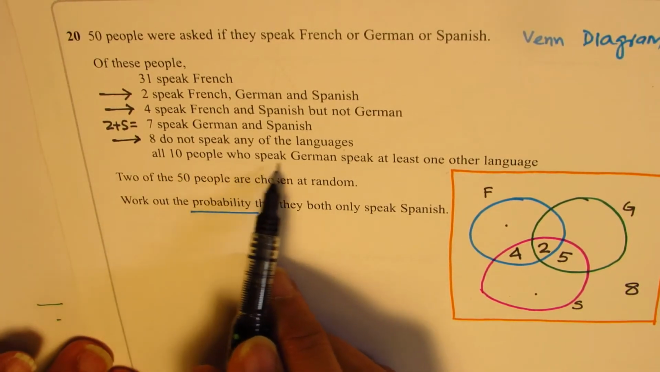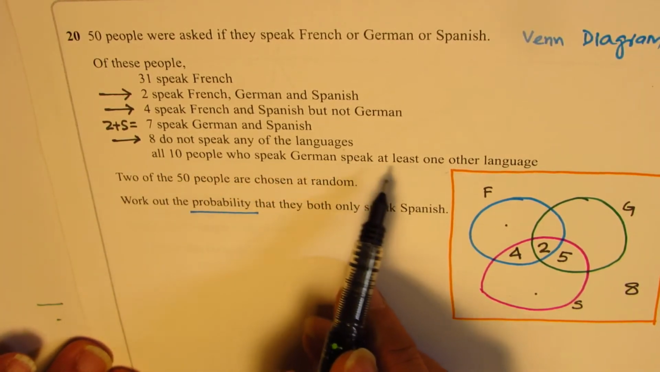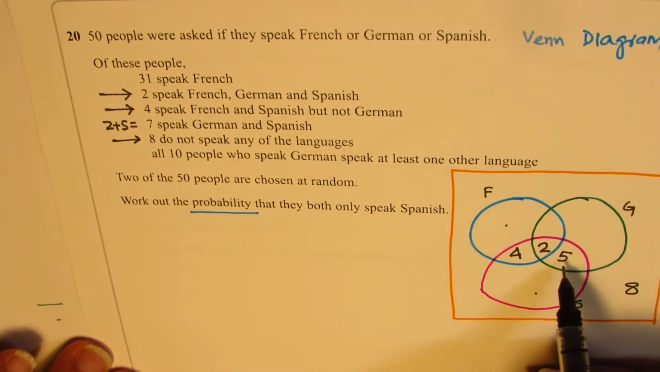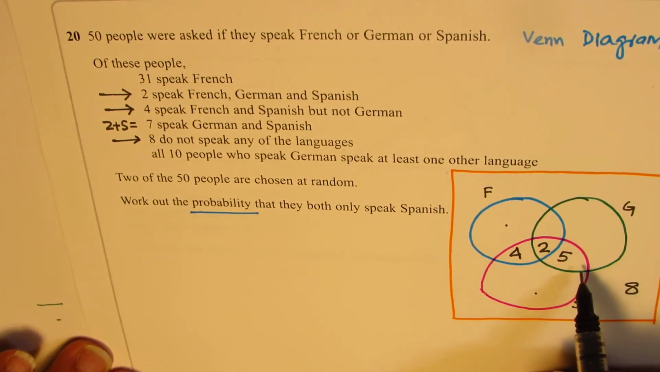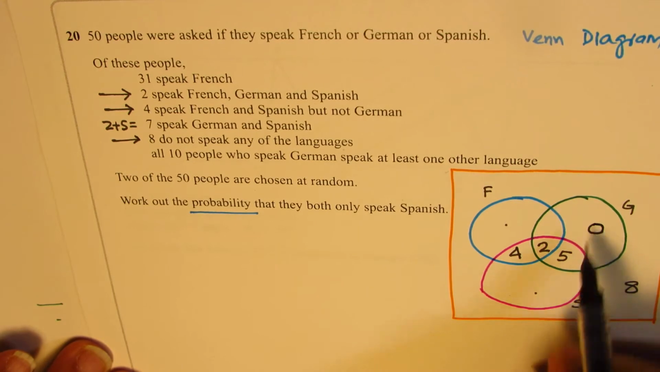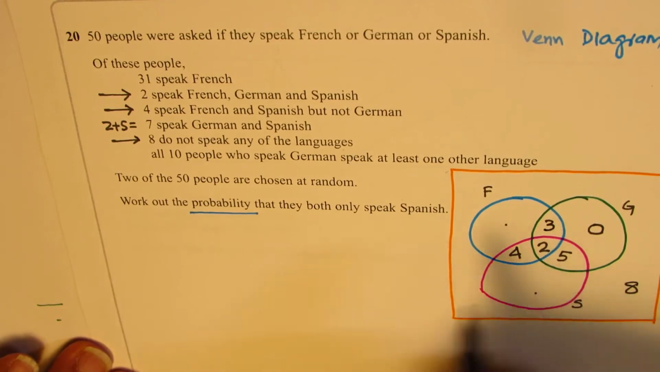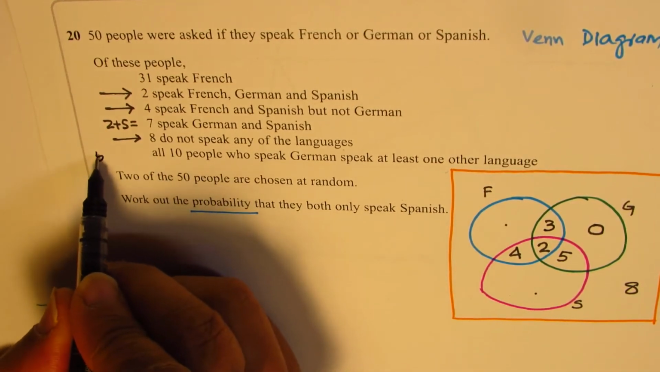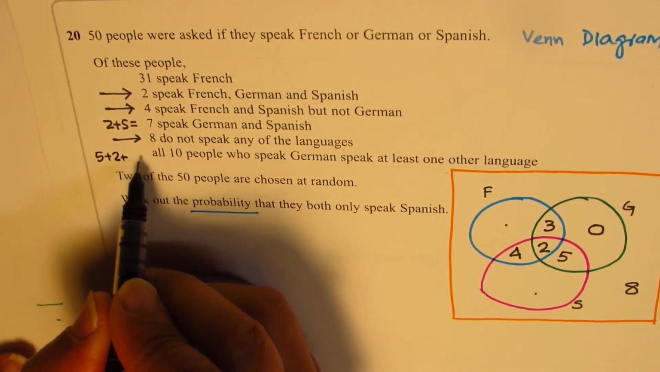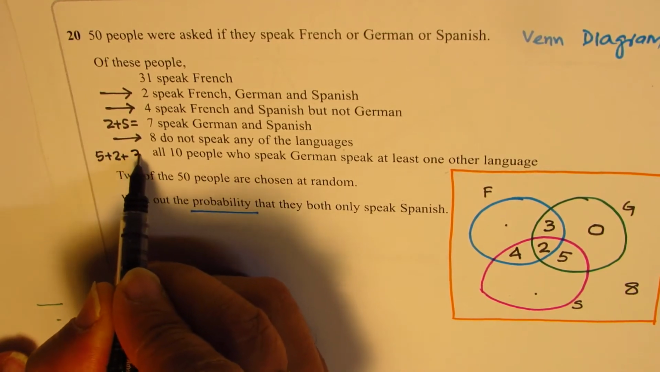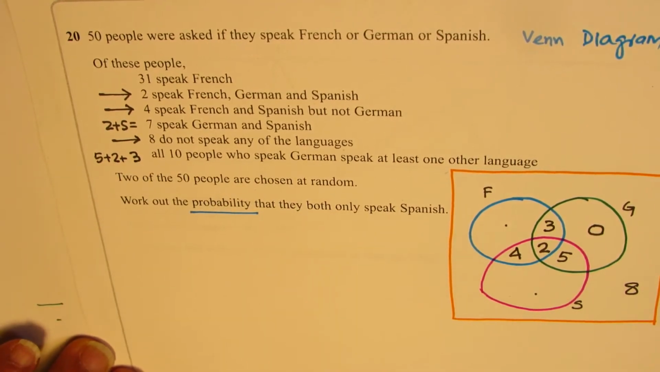All 10 people who speak German speak at least one other language. So there are 10 in this group, but none who speaks only German. To make it 10, 5 plus 2 is 7. We have to write 3 here, right? So that is how we get 10. 5 plus 2 and plus what gives us 10 is 3. So we get the number 3.